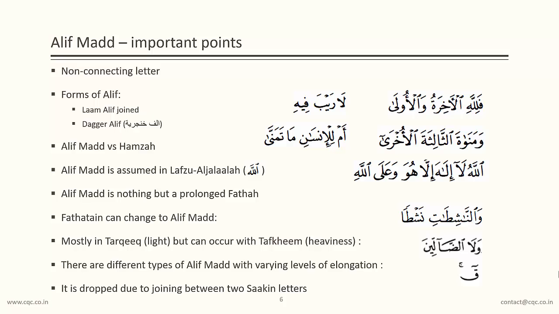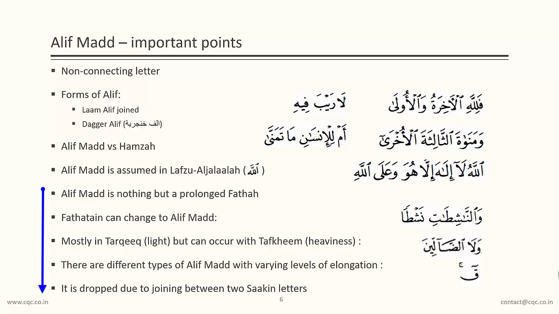Basically, if you analyze closely, you will realize that every alif mad is nothing but a prolonged fatha. And this is the reason for its name. Mad, lengthening, you remember? We will also learn that fathatain can change to an alif mad, and it has a special name as well. Also, alif mad is originally supposed to be recited with tarqiq, that is lightness. For example, la, ma, sa. But in some cases, under certain conditions, it can be recited with tafkhim, heaviness. Now what do we mean by tarqiq and tafkhim? These things will be covered later.